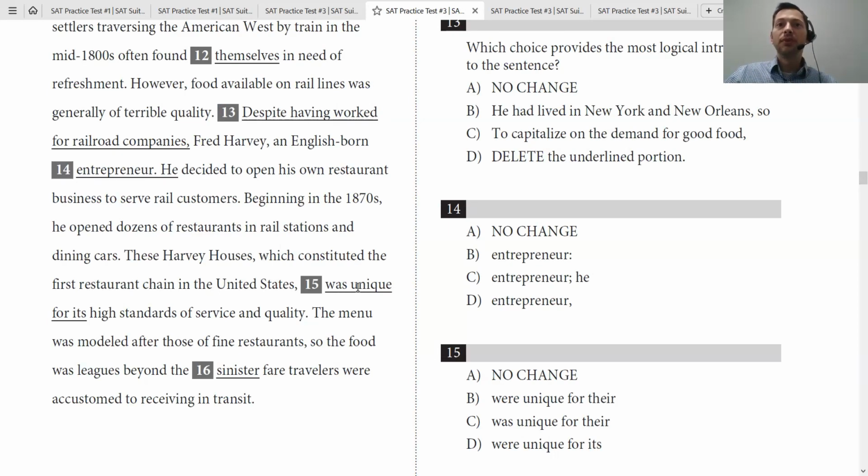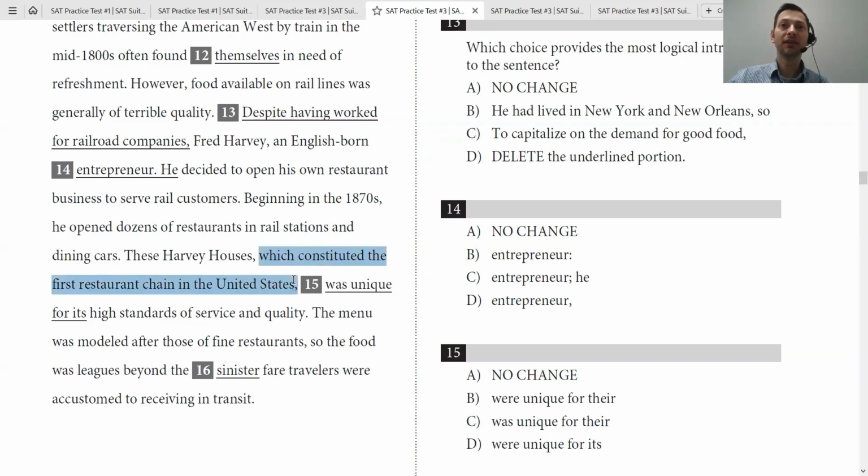So let's do number 15. These Harvey houses, which constituted the first restaurant chain in the United States, was unique for its high standards of service and quality. Well, what was unique? The Harvey houses, plural, they were unique. So it would be "were unique for their high standards," right? Because it's plural. It's Harvey houses, it's plural.